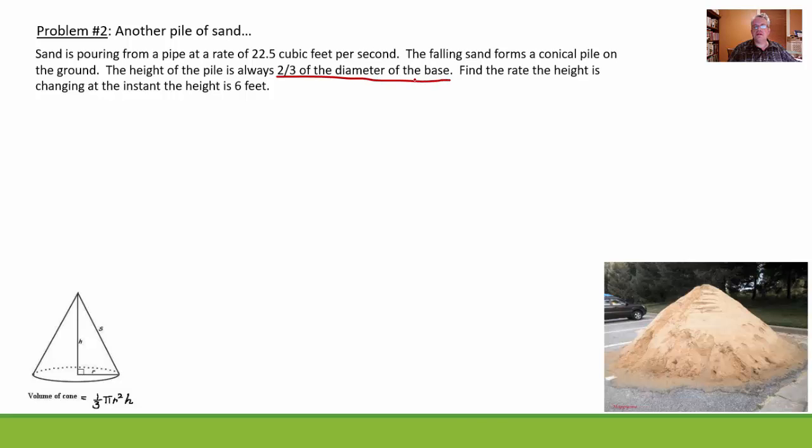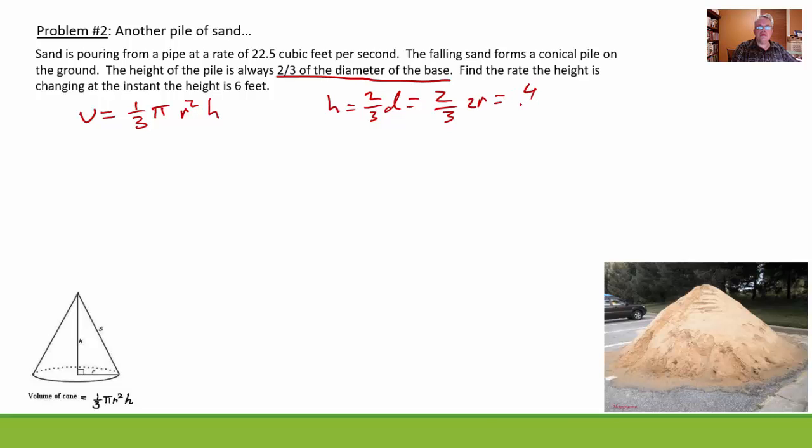So there's a relationship between h and r. Find the rate the height is changing at the instant the height is 6 feet. We can do this. So it's going to follow the same pattern. We have volume equals 1/3 pi r squared h. Then we have the second relationship, that h is 2/3 of the diameter. Remember, the diameter is twice the radius, so instead of d I can put 2r.